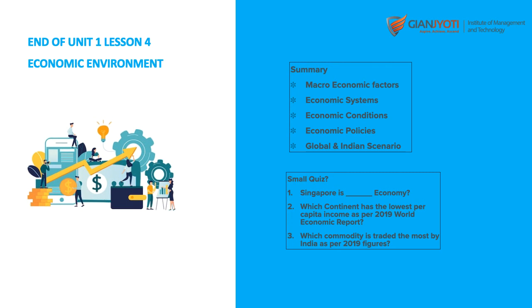I think you have written your answers. You can check the answers. Singapore is a free market economy. Africa has the lowest per capita income as per the 2019 World Economic Report. Engineering is the commodity which has been traded the most by India in 2019-20.